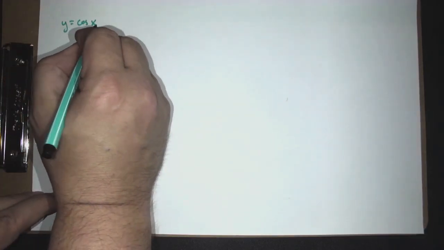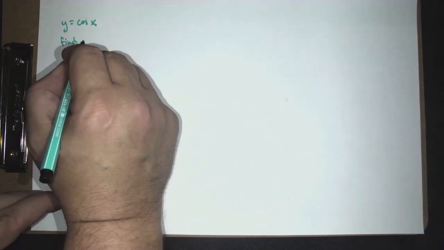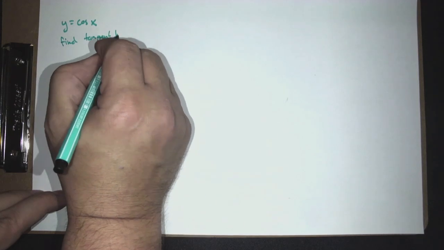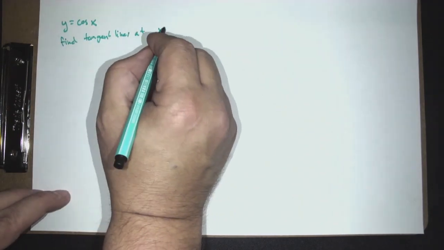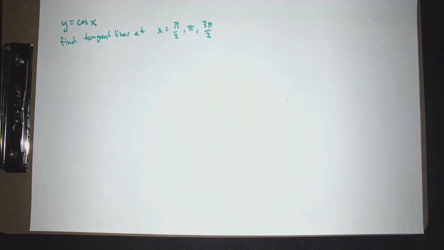So we have the curve y equals cosine x, and we want to find the tangent lines at x equals pi over 2, pi, 3 pi over 2. And graph the curve with some tangent lines. Okay, so are you asking about finding the tangent lines? More so finding them. Okay.